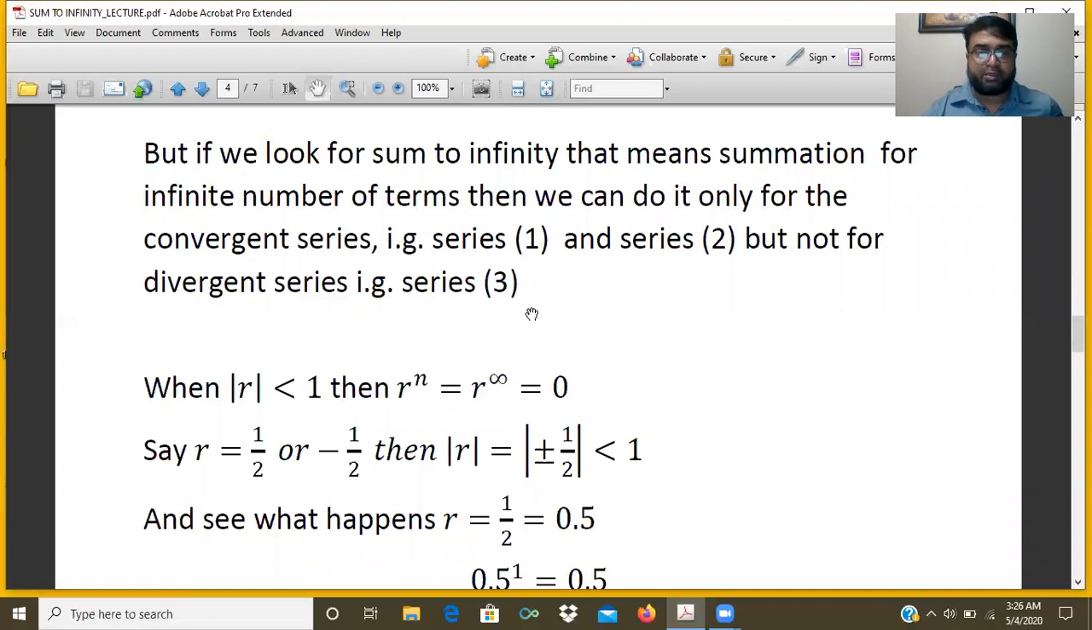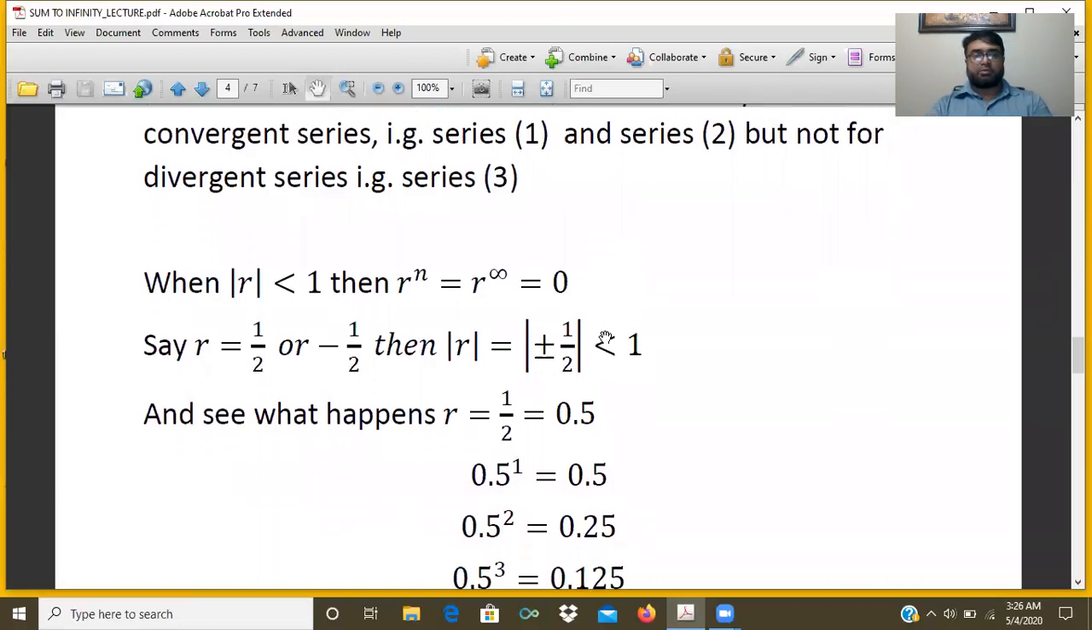So sum to infinity is not possible for the third example because R was -2. It is less than 1, though, but the modulus of R is 2, which is not less than 1. So it is a divergent series, we cannot go for it. And now the question is why? Why can't we do that? Now see, there's a simple thing.